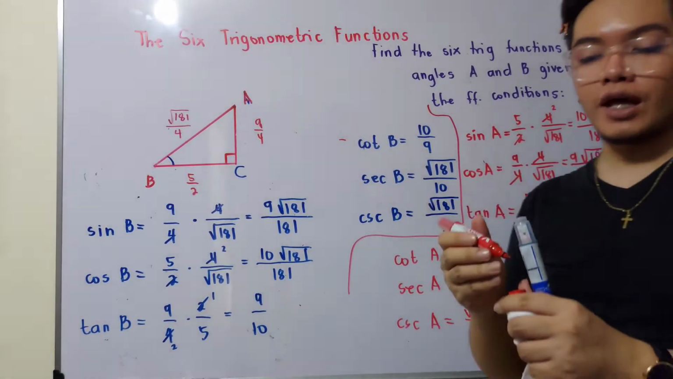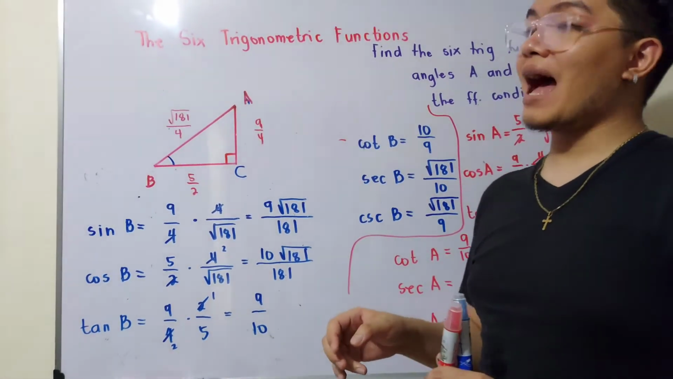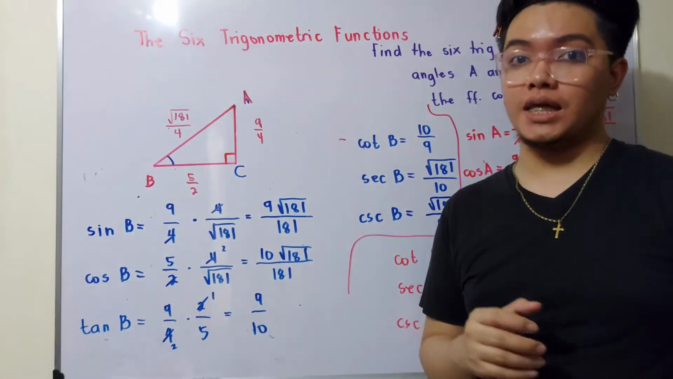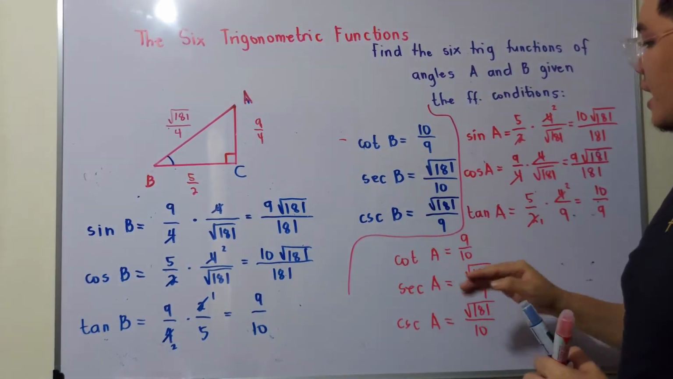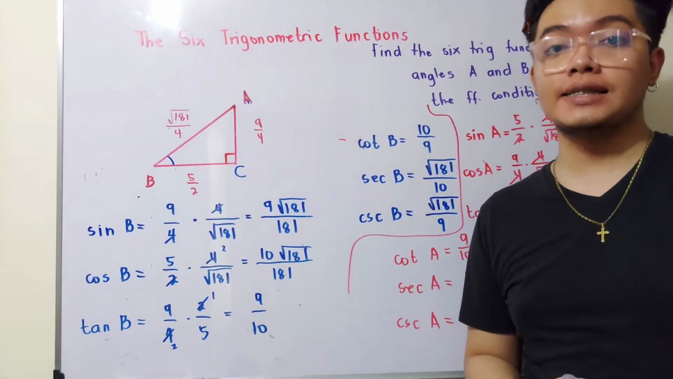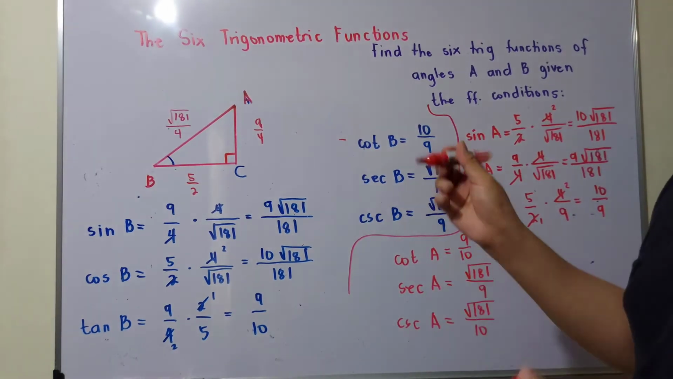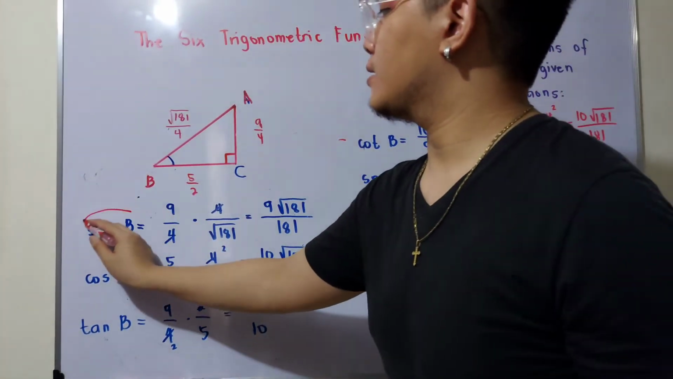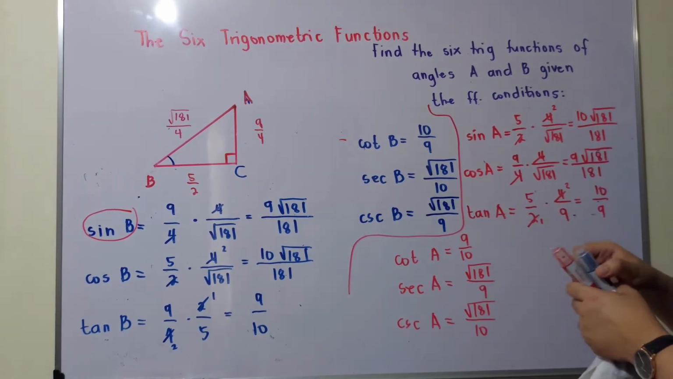So these are now the six trigonometric functions of angles A and B. So sine B hanggang cosecant. Ayan. So meron tayong madederive na bagong set of identities dito. So mapapansin nyo na yung sine B equal sa cosine A.